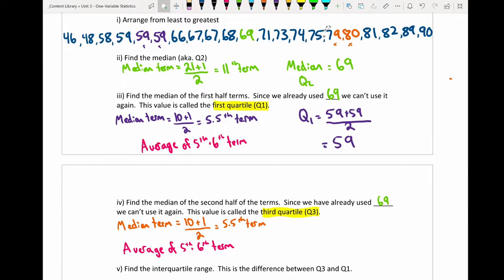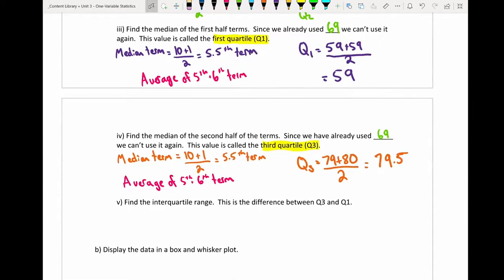So I have my two middle numbers. I need to find the average of those two for my Q3. So 79 plus 80 divided by 2 equals 79.5. So that is my Q3, or the middle value of the second half of my numbers.